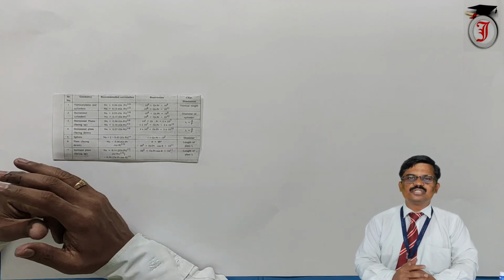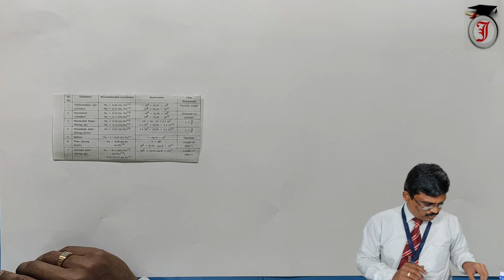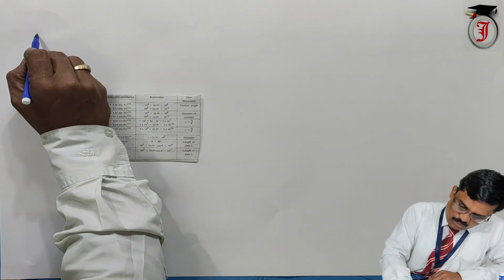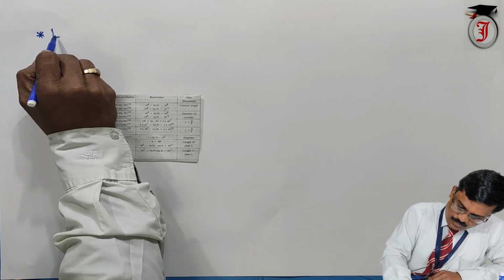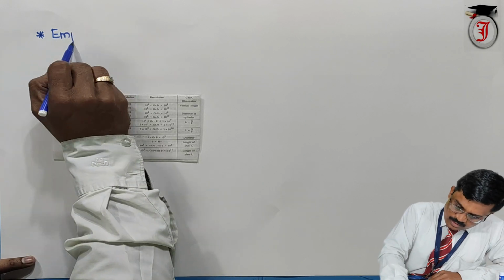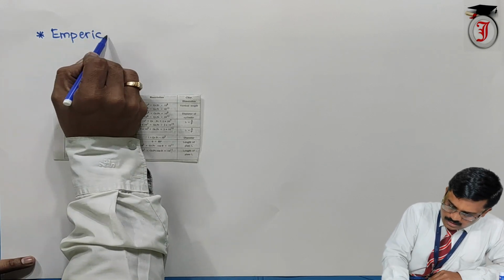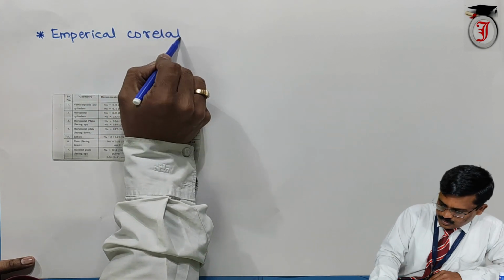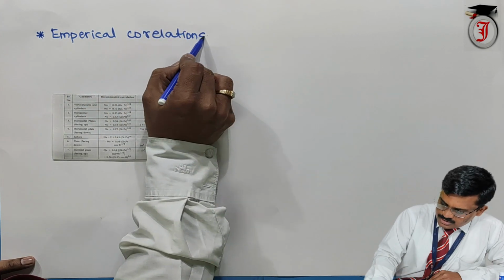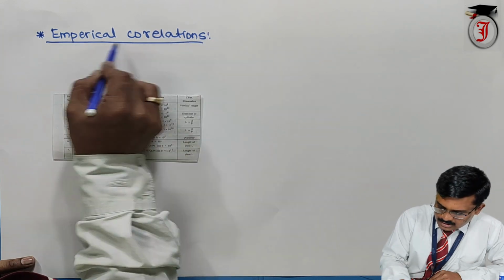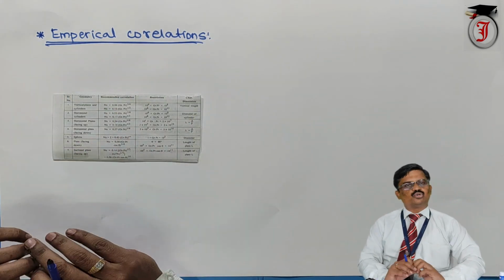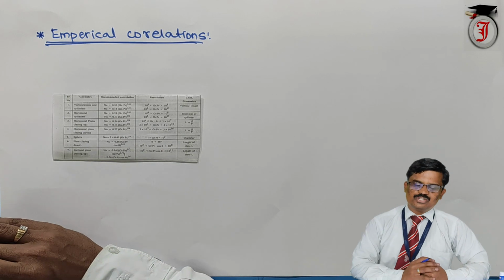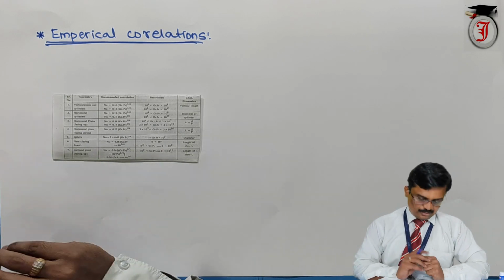Now we will discuss empirical correlations used in natural convection. So let us discuss empirical correlations used in natural convection. Here the table shows the various empirical correlations used in natural convection.